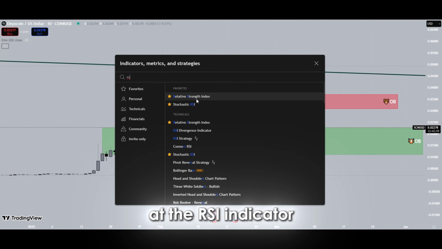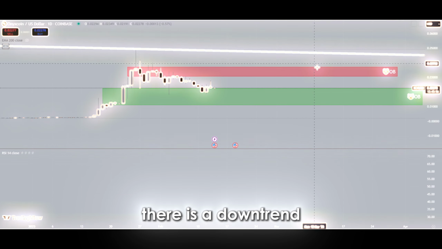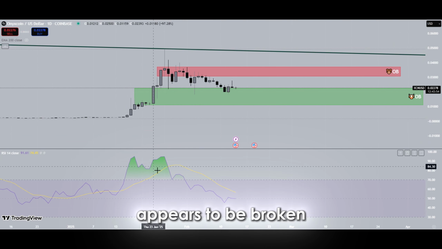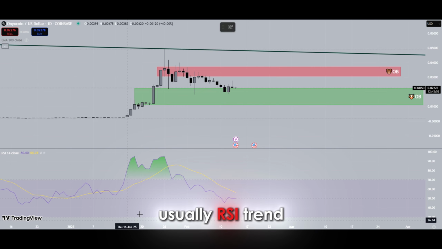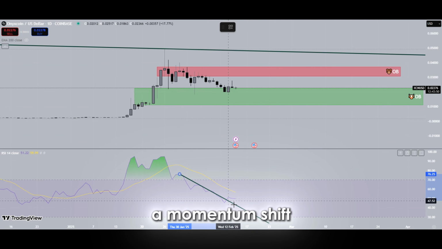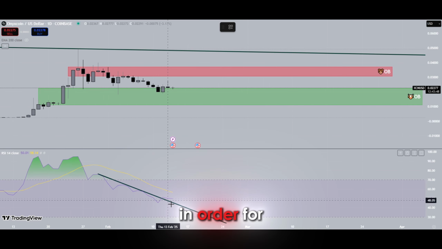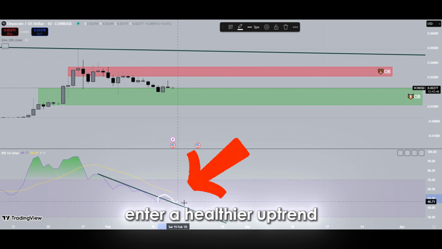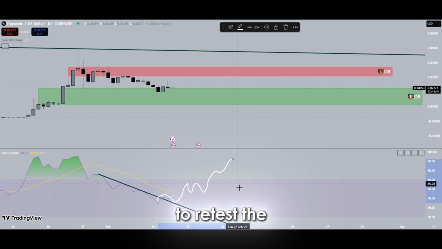When we look at the RSI indicator, we notice that there is a downtrend, and this trend appears to be broken. Usually, RSI trend breaks are considered an important sign of a momentum shift. However, in order for the price to enter a healthier uptrend, the RSI needs to retest the broken trend line, and then it will rise with the price.